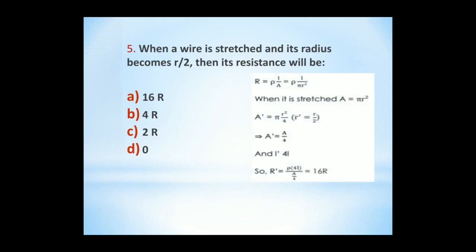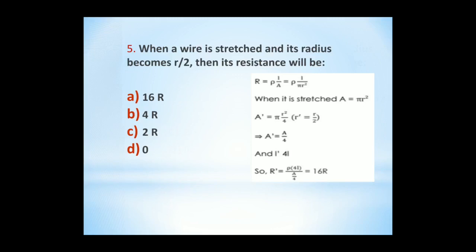So from the relation of resistance, we know that R is equals to rho L by A, and A is equals to pi R square. So we have rho into L over pi R square. But when wire is stretched, area A is changed into A prime. This means now the radius is changed, which is equals to r by 2. By putting values, we get A prime equals to pi r square by 4. At the end, we have A prime is equals to A by 4.